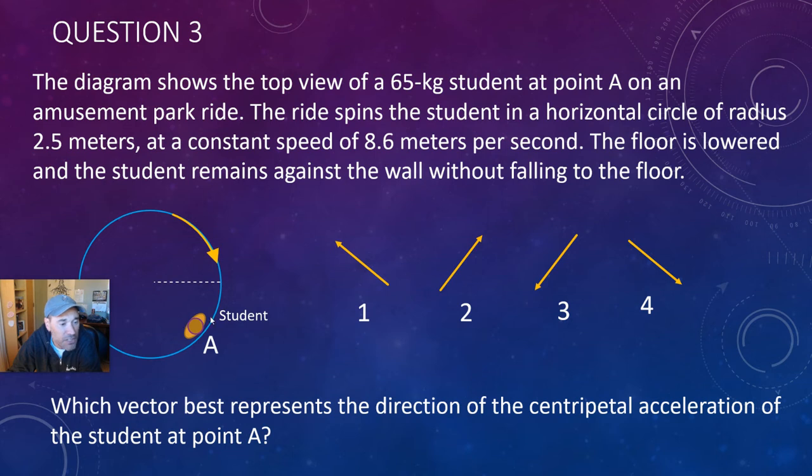So if the student is down here at point A, we need the vector that is pointing towards the center of the circle, which means that of these four vectors, the only vector that's pointing towards the center of the circle would be vector number 1. So that would be the centripetal acceleration for that student.